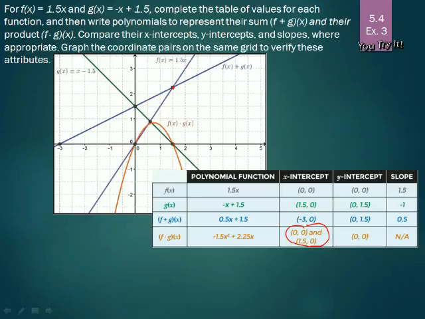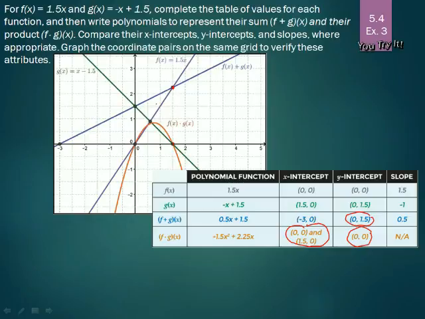And so then looking at the y-intercepts, notice here that for the sum function, the y-intercept is just the sum of the two y-intercepts of the two functions. So 0 plus 0 is 0, and 0 plus 1 and 5/10 is 1 and 5/10. And the product y-intercept is also just the product of the two intercepts. So 0 times 0 is 0, and 0 times 1 and 5/10 is 0. And so that is also another property there. And notice that for the slopes, 1 and 5/10 plus negative 1 gives us 5/10. And so adding together the two slopes does give us the slope of the new line of the sum function.